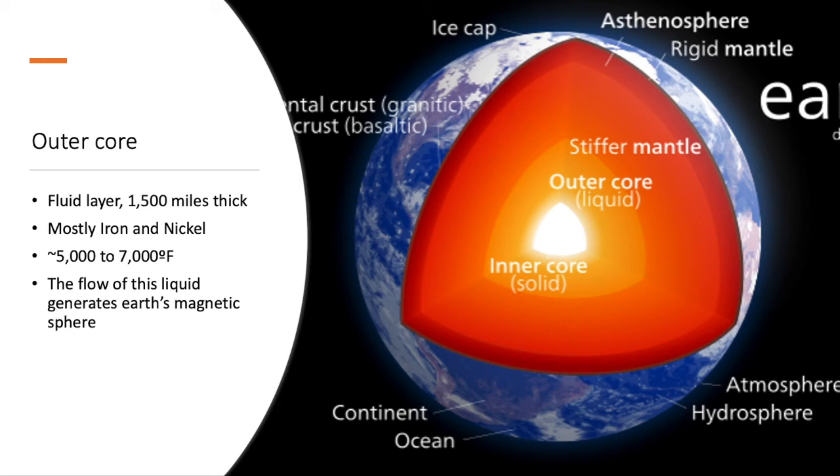And so what's the key thing that you need to know about the outer core and how it impacts the surface of the Earth? Well, the outer core is what generates the magnetosphere. And we're going to be delving into the magnetosphere a little bit later in today's lecture.